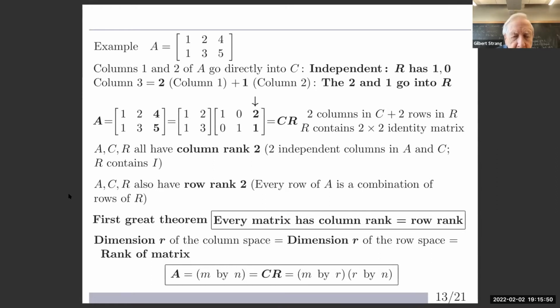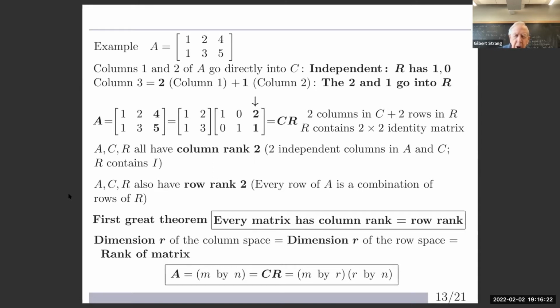And then finally, the interesting one, the combination: I take 2 of the 1, 1 column plus 1 of the 2, 3 column. That gives me 4, 5, the dependent column of A. Do you see how A equals CR? It has to work when we create it, because we put the independent ones in C, and then R tells us how to get all the columns from the independent ones.